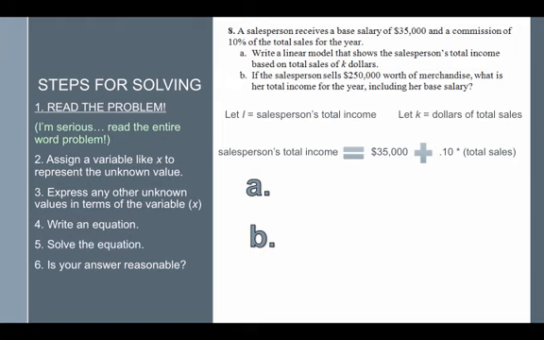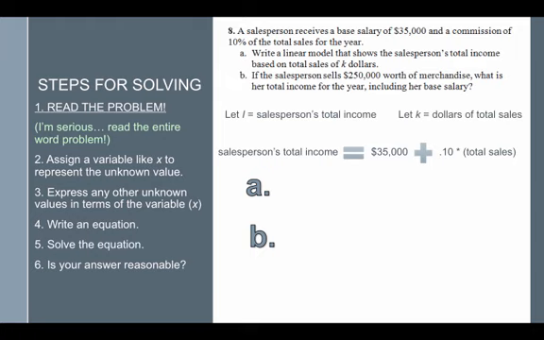Let's start on the left-hand side where it says steps for solving. As I read it, I want it to resonate in your head. I want you to remember this forever and ever, at least until December 6th. That first step says, read the problem. And then I tell you in green, I'm serious. Read the entire word problem. Because I know you guys, and what do you want to do? You want to scan it and see the numbers, and somehow magically try to write an equation without reading the words and picking out a few numbers. And folks, that's impossible. So we have to read the entire problem.